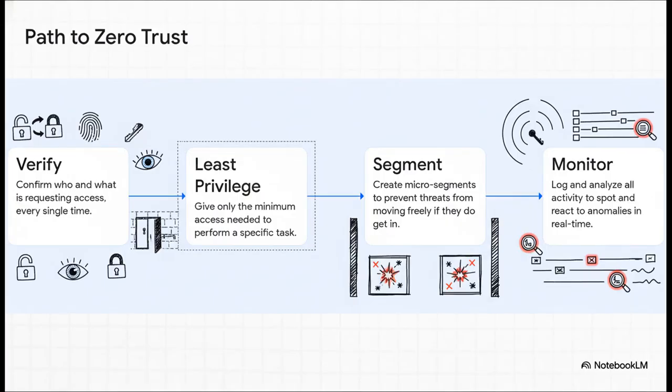So how does that actually work in practice? Well, it's a continuous cycle. You verify who and what is trying to connect every single time. Then you give them the absolute bare minimum access they need to do their job, and nothing more. You also chop up your network into tiny, isolated segments so that even if a breach occurs, the damage is contained. And all the while, you're constantly monitoring everything, looking for anything that seems even slightly out of place.